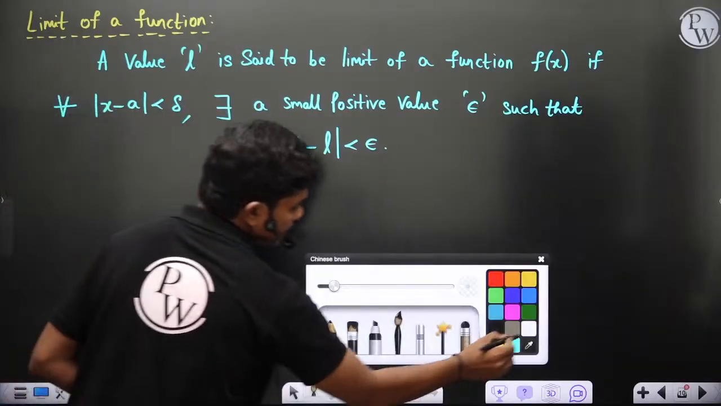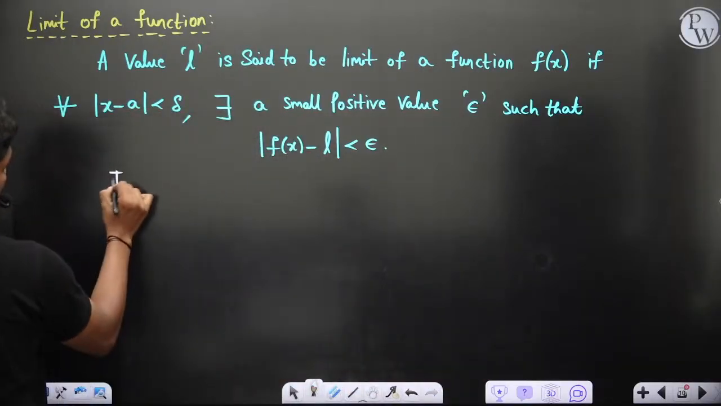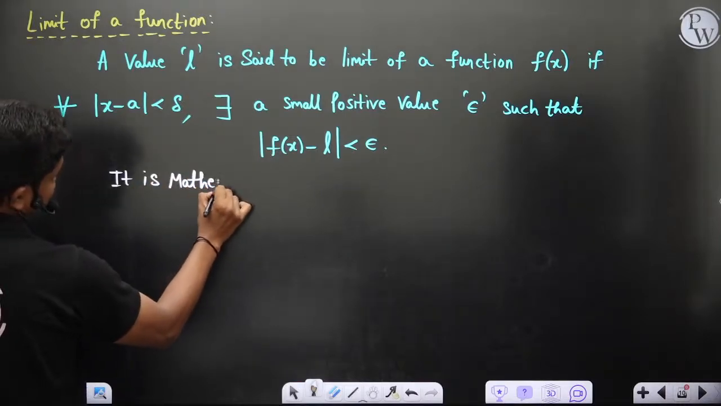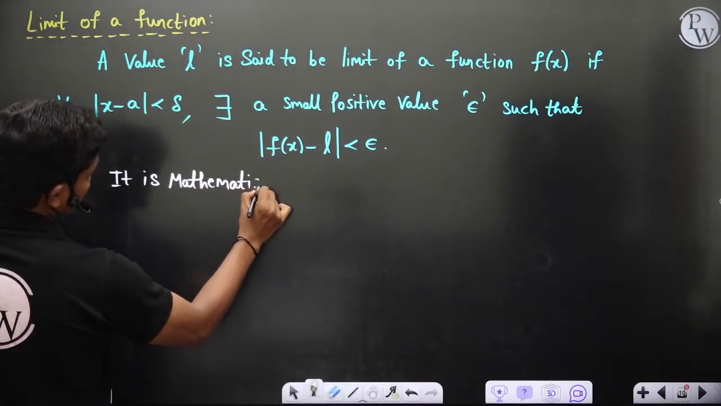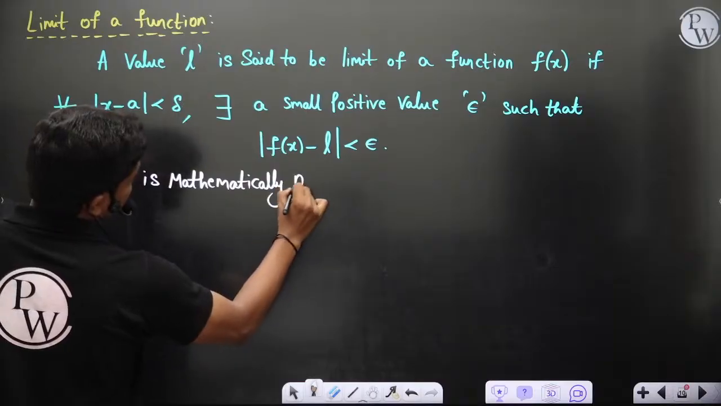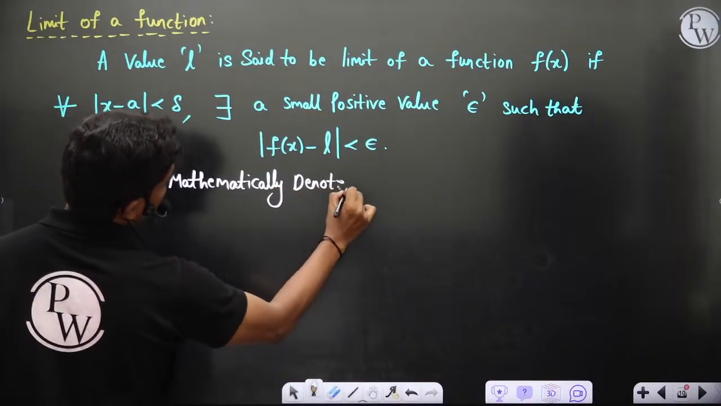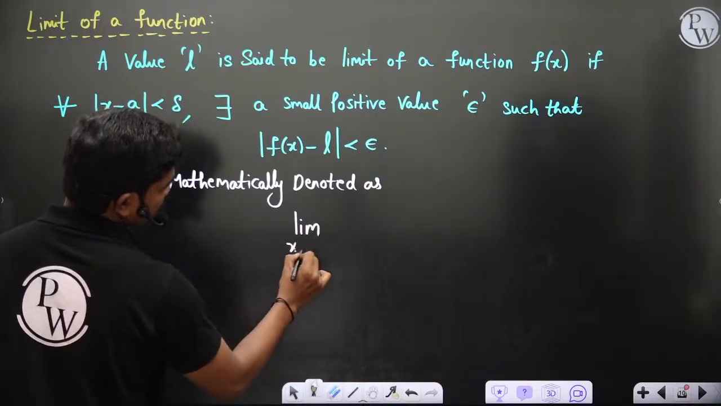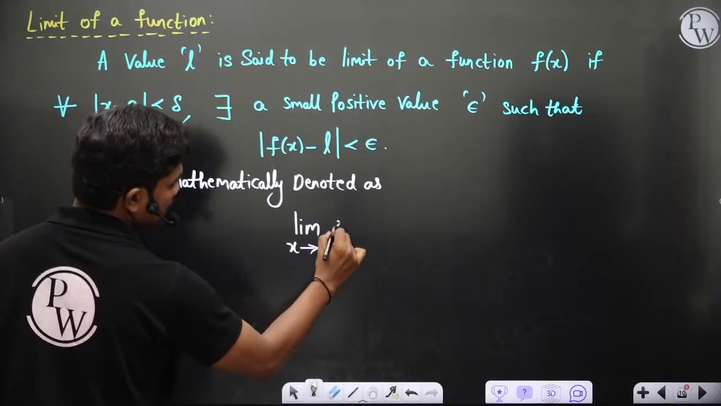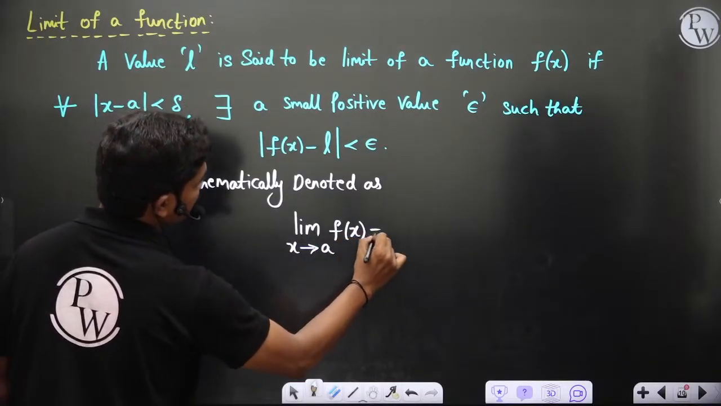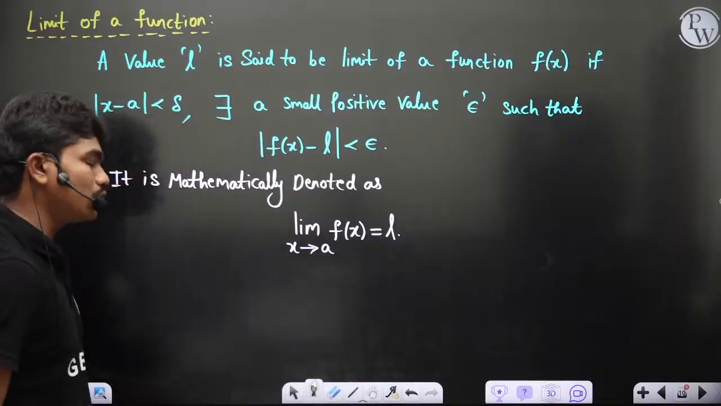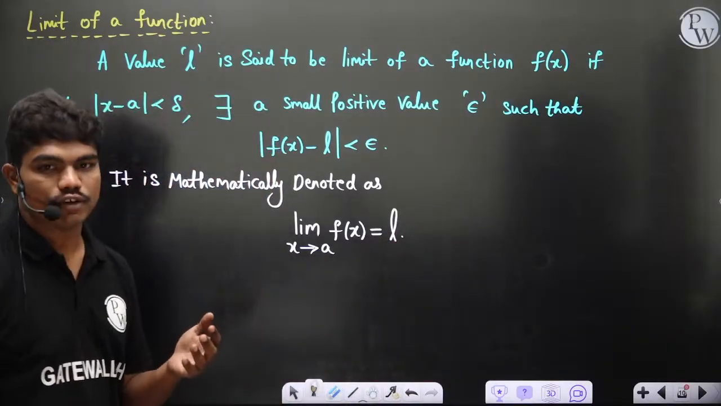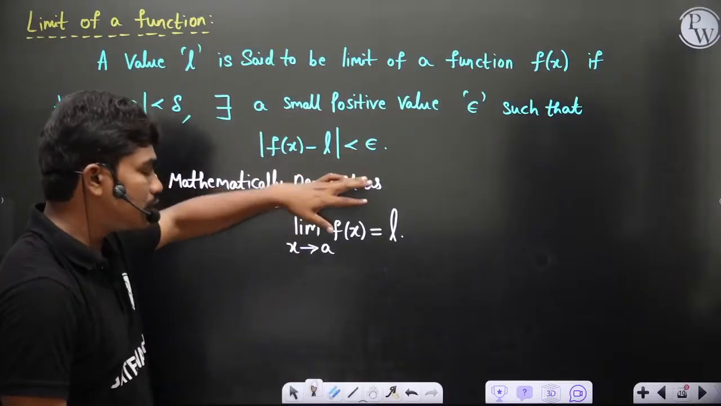It is mathematically denoted as limit x tends to a, f of x is equal to L. This is what you'll get. So basically this is defined in such a way that limit x tends to a, f of x is equal to L. This is one definition.